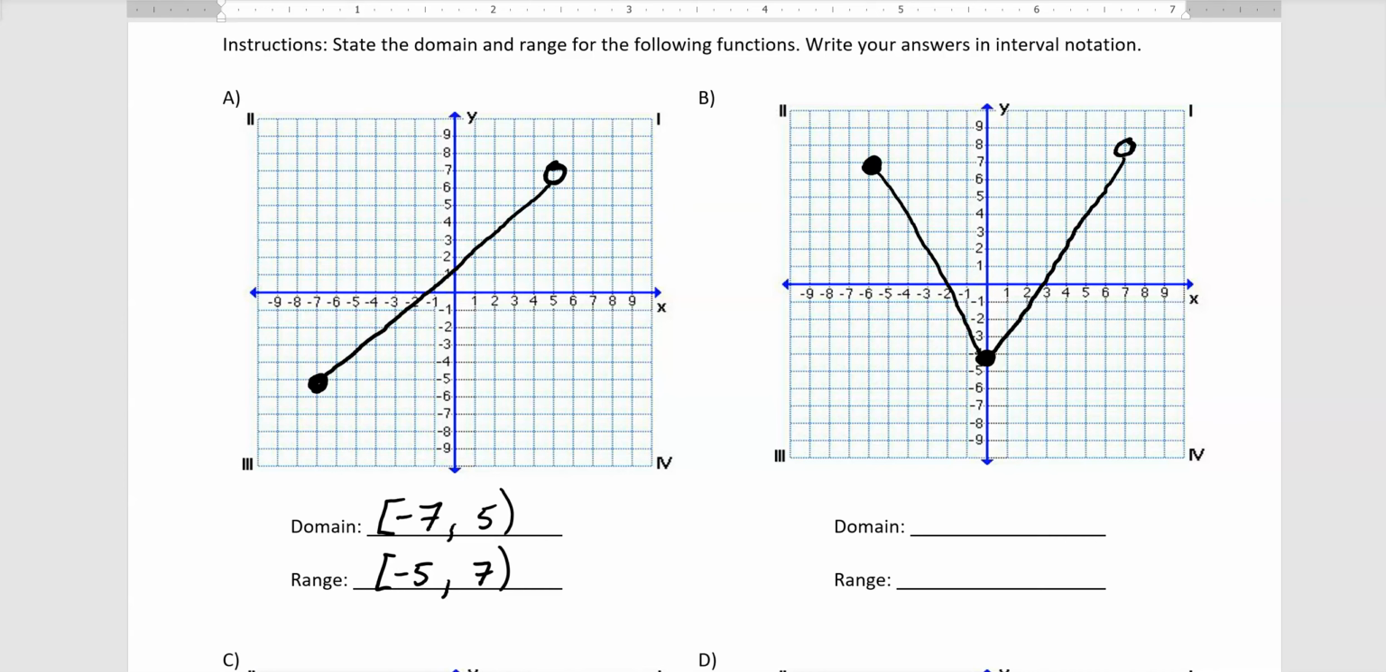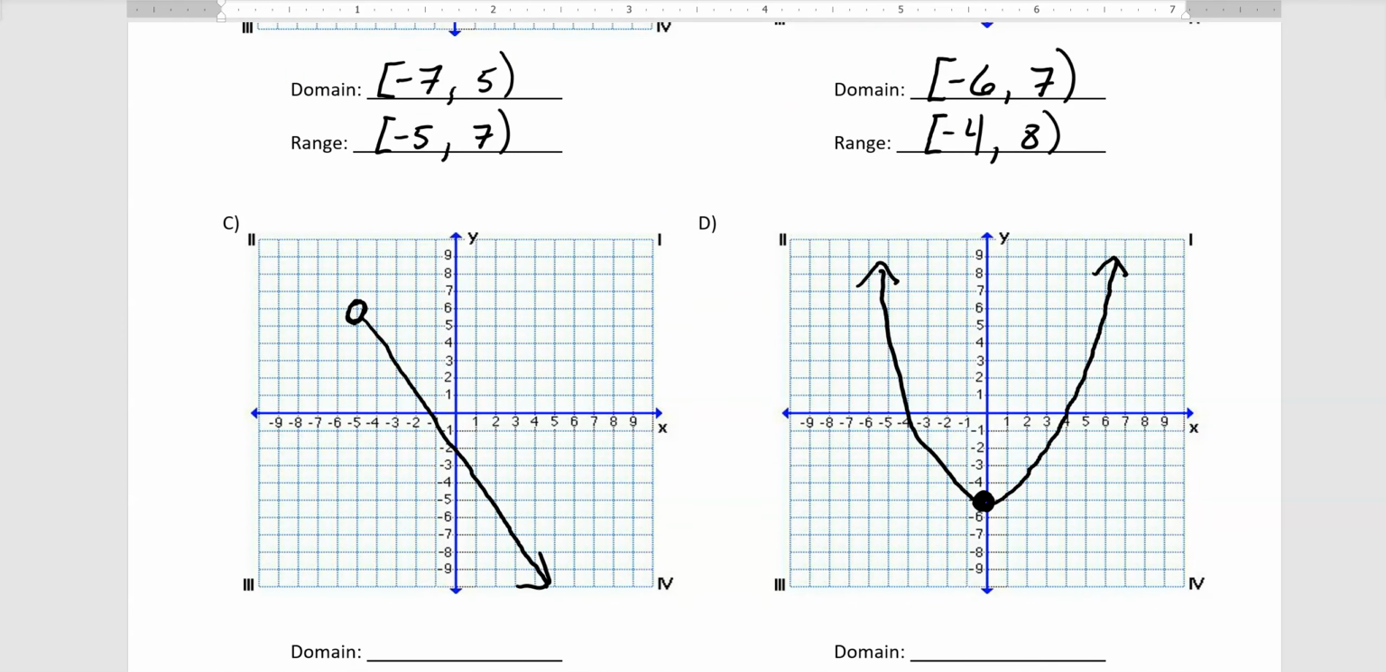We got a hard bracket at -4. That's its lowest point. Its highest point is at 8 with this open circle, so we will have a soft bracket there. Very nice. Let's look at letter C.